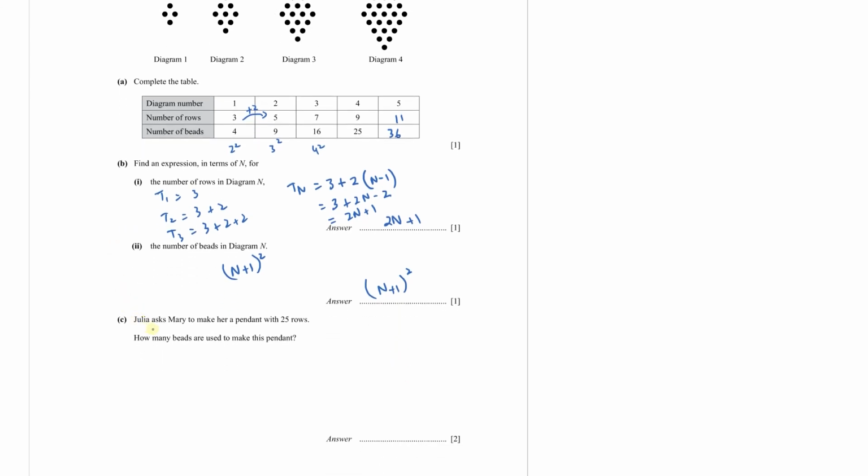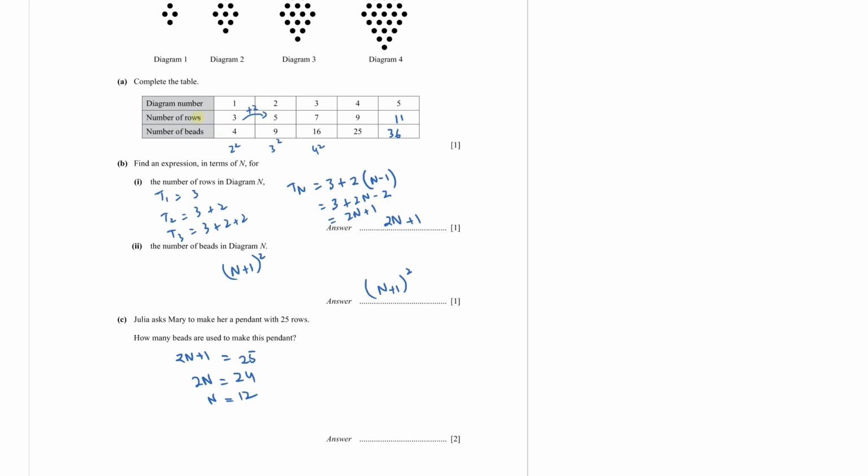Part C is Julia asks Mary to make her a pendant with 25 rows. How many beads are used to make this pendant? So you're given that there are 25 rows. First you need to find the sequence number or the diagram number. For the number of rows, it is 2n plus 1. So 2n plus 1, n is unknown, and you have 25 rows. So n will give you the diagram number which has 25 rows. This will give you 2n equals 24 and n equals 12.